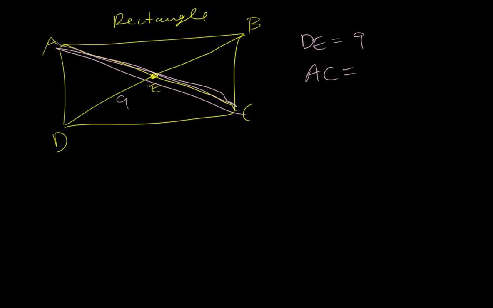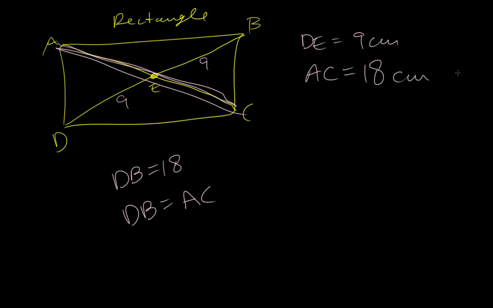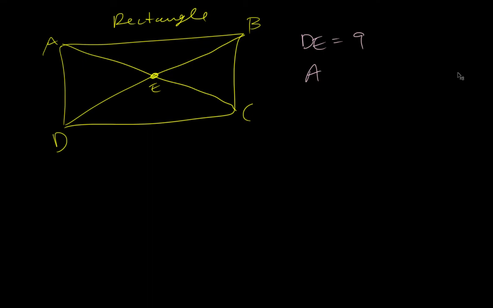Okay, so in a parallelogram, the diagonals are congruent, or sorry, in a rectangle, the diagonals are congruent, and in all parallelograms, the diagonals bisect each other. So we know this is also 9. So we know the total length of DB is 18, but we also know that DB is equal to AC, and so that's going to be 18 as well. Those are centimeters, by the way. All right, and we have one more to do with this.